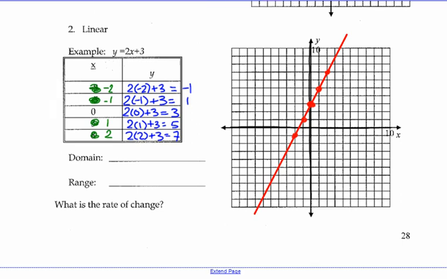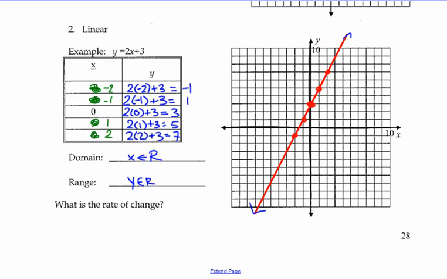Now, in a linear, all lines, as long as there are no restrictions, there are no dots, so there's no point beginning and end. What is our domain? Will it go forever to the left and to the right? Will it keep going both directions? Yeah, it's going to keep going and keep going. So x is an element of the reals. Will it keep going up and down for range? Yeah, y is an element of the reals.